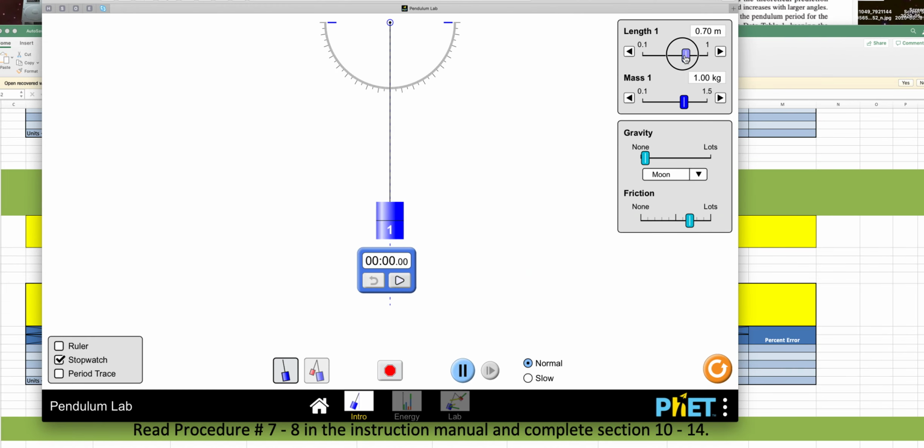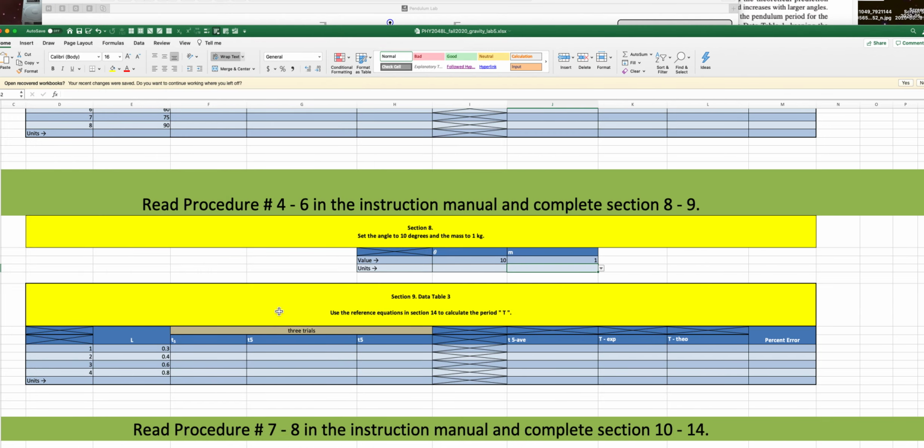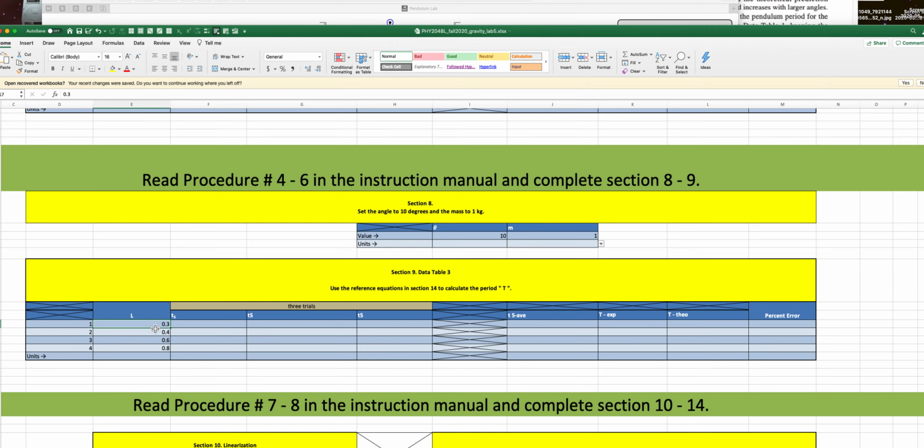So here you're going to change the length. And the angle is always going to remain at 10 degrees. Excuse me, you're going to keep the mass at 1, but you're going to change the length for the experiment. You're going to have a small value. I think it's going to range from 0.3 all the way down to 1.5. Actually, no, 0.8. So the lengths are going to range from 0.3, 0.4, 0.6, and 0.8.